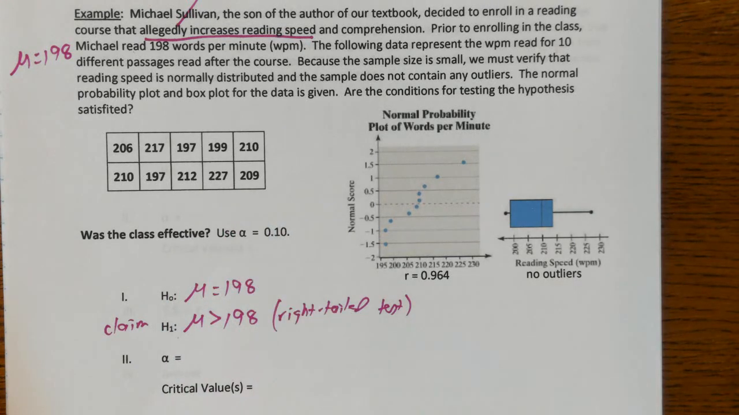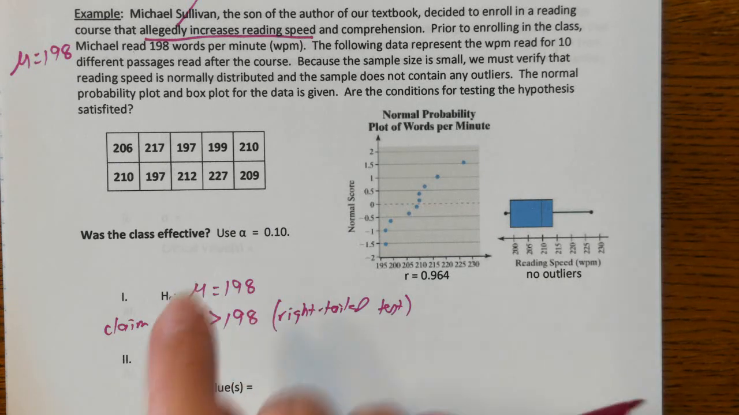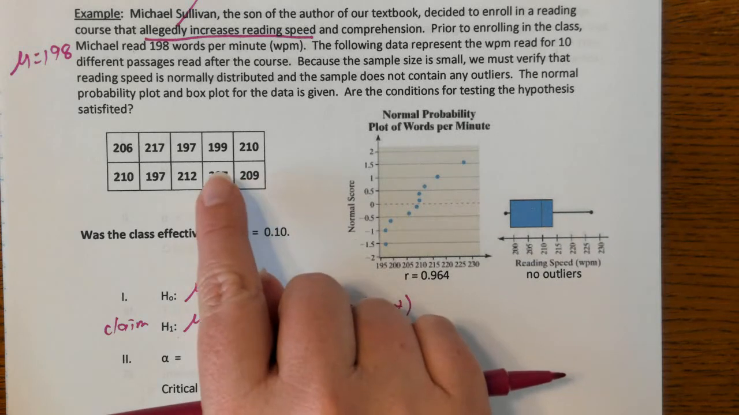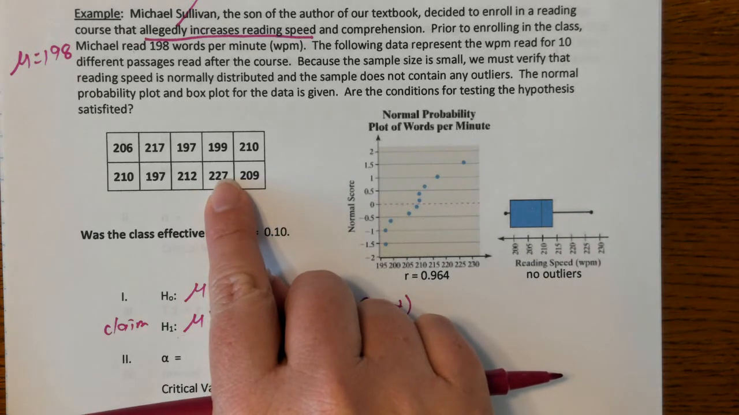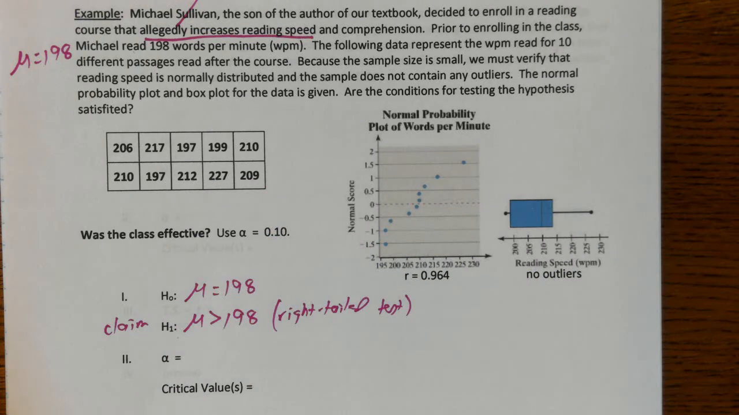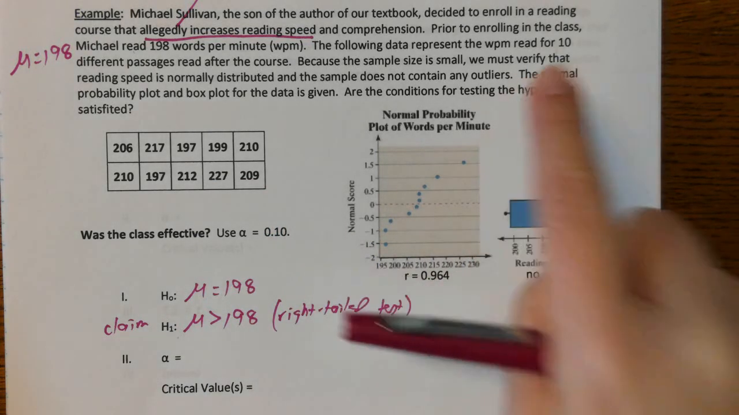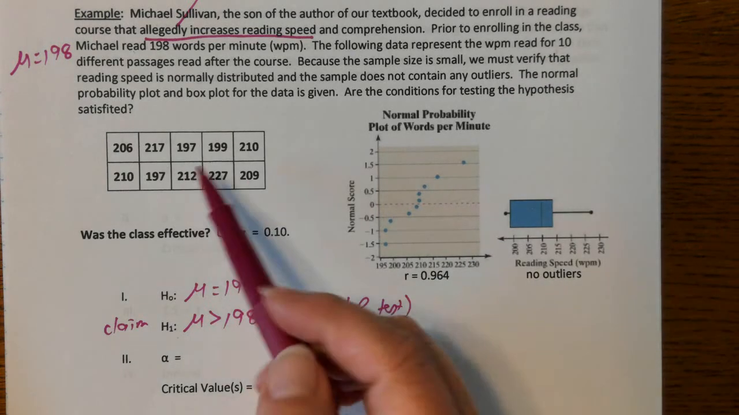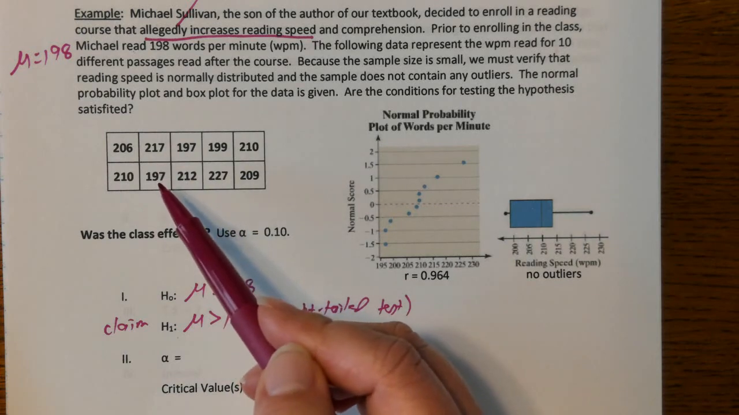And as we talk about practical significance versus statistical significance, is 200 or 206 enough higher than 198 to really say, yeah, it made a big difference in his day-to-day life? We don't know yet. Now, notice they only had 10 passages. Remember, for us to be able to use a hypothesis test, we need 30, or it has to be a normal distribution. We don't have 30, so we need to make sure it's a normal distribution.